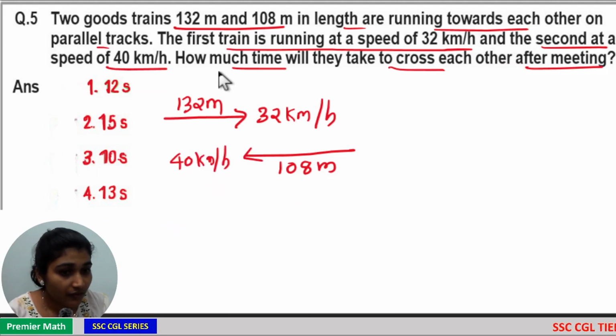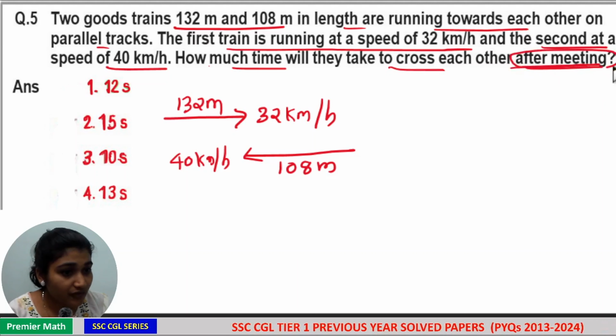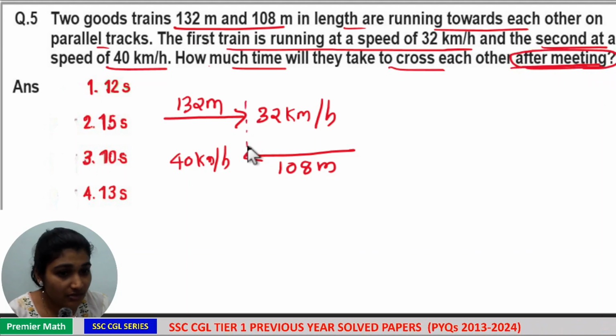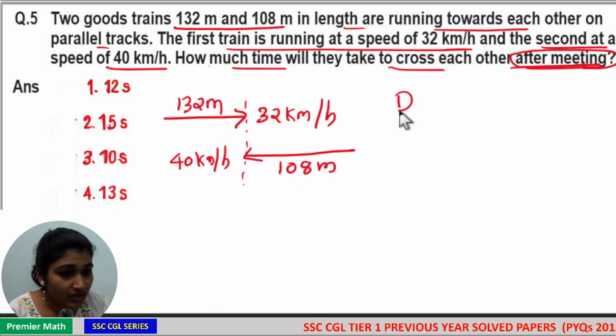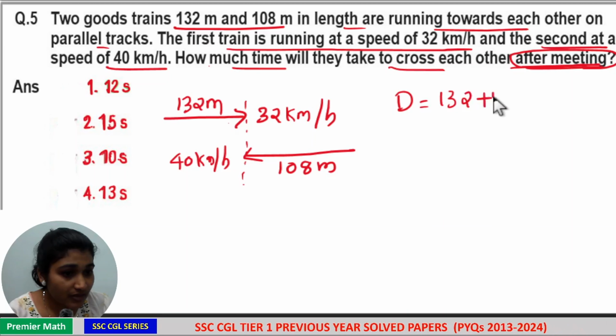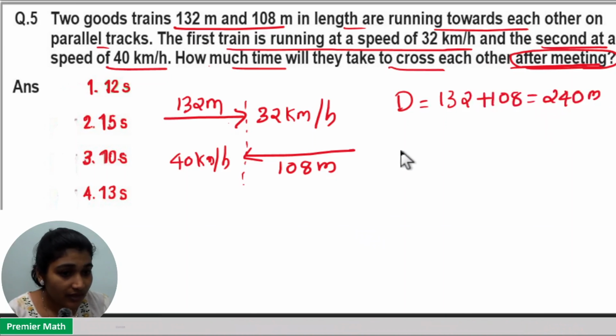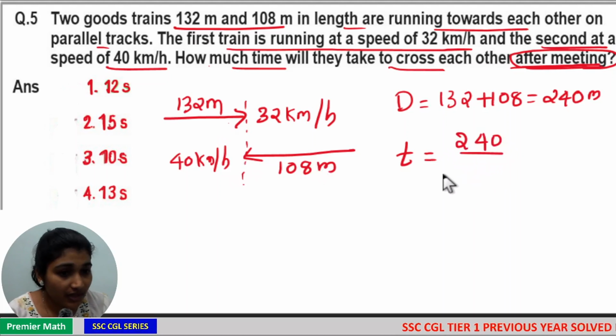Here we need to find the time they take to cross each other after meeting. After meeting means, consider this as the meeting point. Here this is the meeting point. Now after this meeting point, the distance they have to cover is 132 plus 108 meter. So distance is equal to 132 plus 108, which is equal to 240 meter. Then the time taken to cover this distance is equal to 240 divided by relative speed. Here relative speed means both are running in opposite directions.